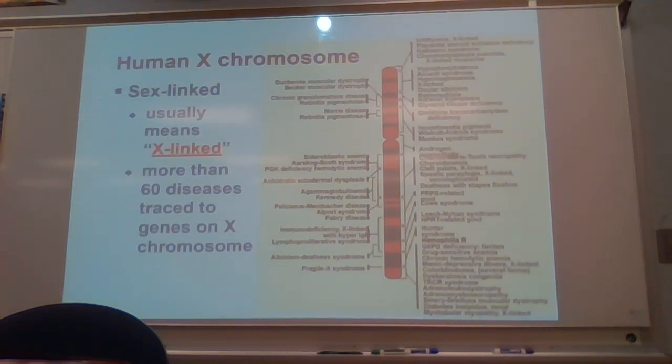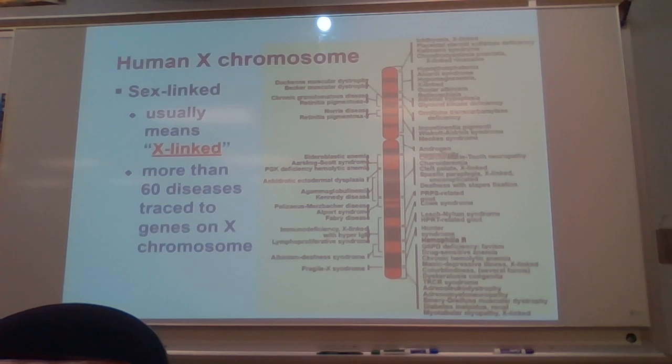So generally, when we're talking about sex-linked traits, it usually means, not always, that the trait is X-linked. More than 60 diseases are traced to genes on the X chromosome. I know that's really tiny, but we talked about muscular dystrophy up here. Fragile X might be one you've heard of.